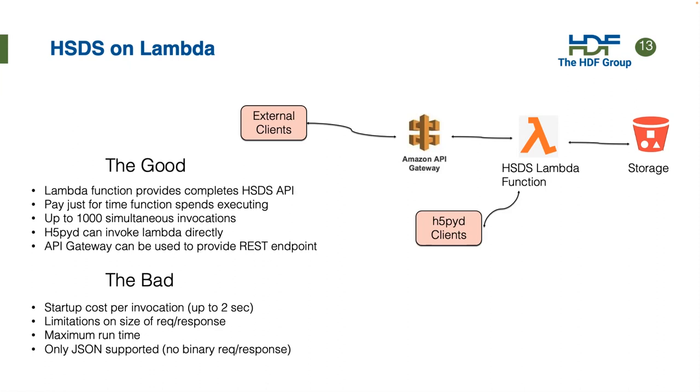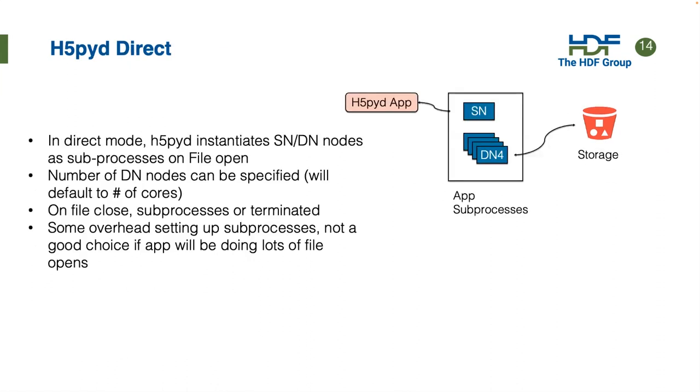This is great in that you have no server setup. You can have thousands of simultaneous Lambda invocations. The bad news is that Lambda has a fairly heavy startup cost, like 2 seconds, so depending upon your application, it could be not very performant. And then H5PYD Direct: you have your application, and during file open it instantiates these sub-processes. Once they're instantiated, it works much like the server VMs talking to the storage system.